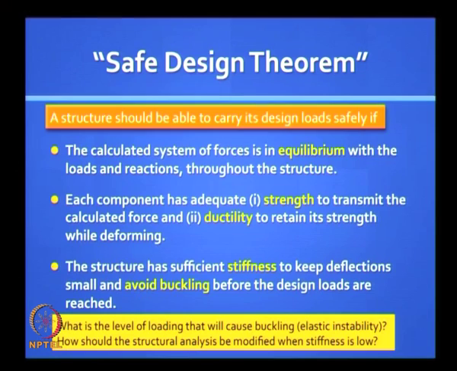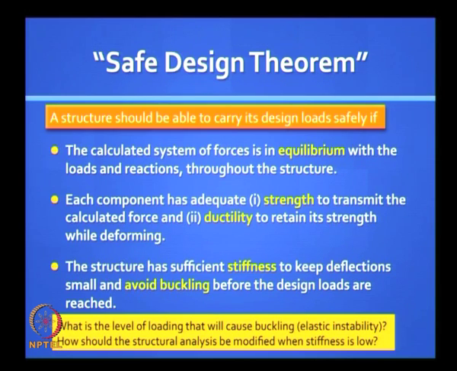So we are going to look at those kinds of problems in continuous beams and in multi-storied frames, where you have this possibility of buckling, which you must necessarily avoid if you want to have a safe design, because you can have a disastrous failure of that structure. So what is the level of loading that will cause such an instability, and how should the structural analysis be modified when the stiffness is low? When the stiffness is low, you will have second order effects coming in. We will look into that.